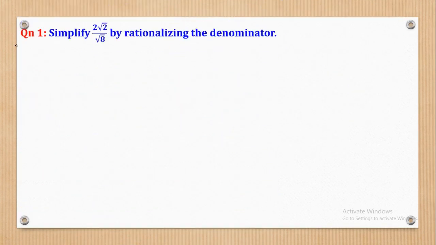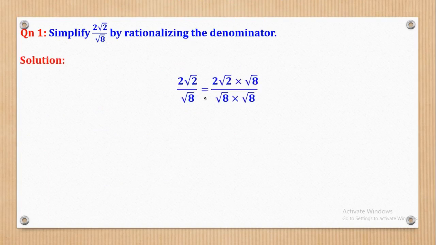Now with that knowledge, let's go through some of the questions. Question 1 says, simplify this by rationalizing the denominator. So rationalizing means that you multiply up and down by this one to come up with this step, and here we realize this 2 is maintained. Now 2 times 8 gives you 16, and 8 times 8 gives you 64. Therefore in the end we shall come up with 2 times 4 over 8, which gives you 1.